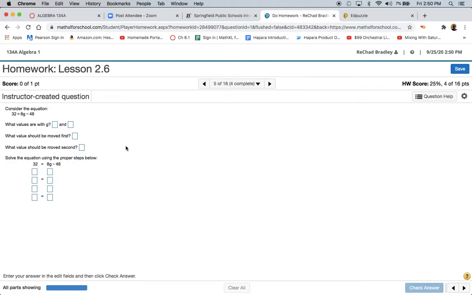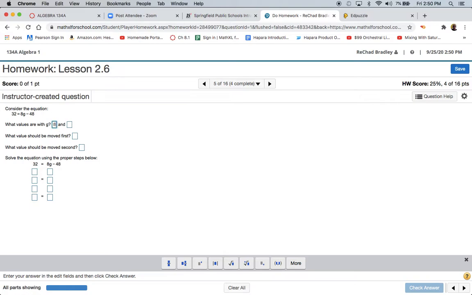Alright, so the values with g are 8 and negative 48. I hope you can see that. The first value that should be moved is the addition subtraction, which is your negative 48. The second value that should be moved is your 8. And so let's execute this plan.